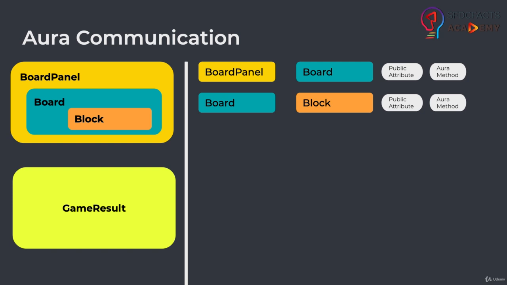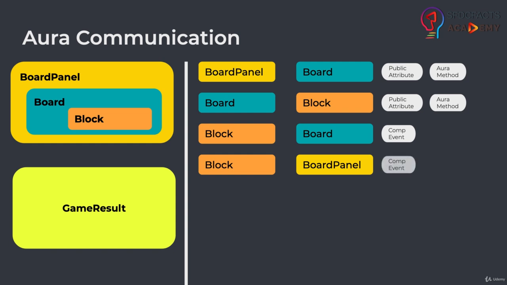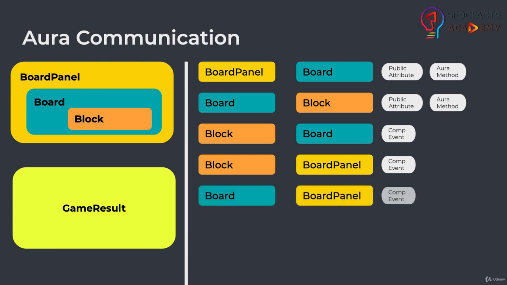The third scenario could be communicating from the block component to the board component, and we know we can use component event to talk to our parent component from the child components. And another scenario could be talking from the block component to your board panel component. And in this scenario as well, you can use component event. So it doesn't matter if you have a parent component or grandparent component, the component event will work in the same way. And the same thing will apply when we'll communicate from the board component to the board panel component.